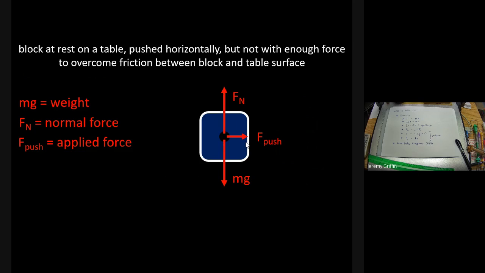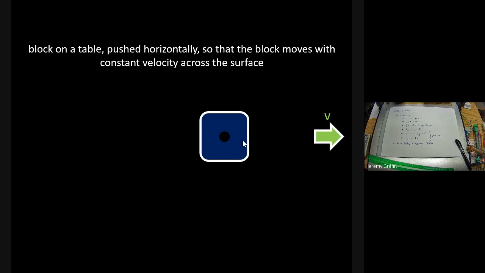So I've got to include one more force. It's that one right there, the friction force. Right? Now, in this case, that friction force happens to be static friction because that initial friction has not been broken yet. How about next slide? What if there's a block on a table and you're pushing it horizontally so that the block moves with constant velocity across the surface? Okay, so we got the weight pulling down.